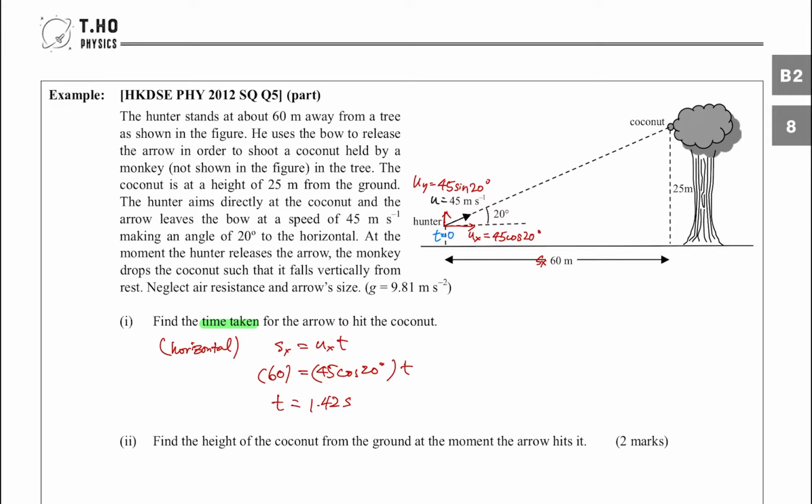So that means it takes 1.42 seconds for the arrow to go from here to here.